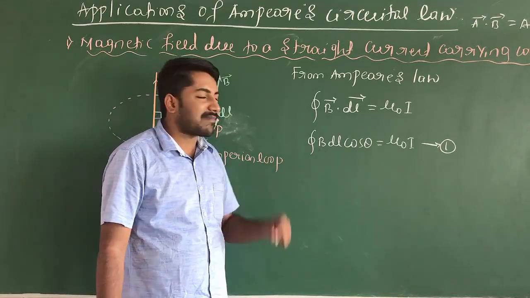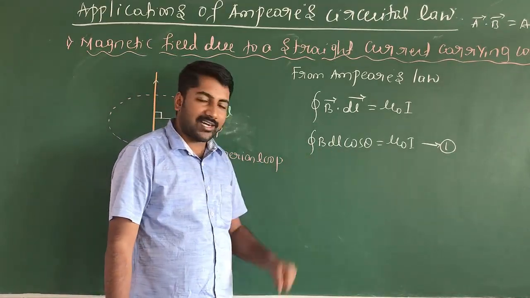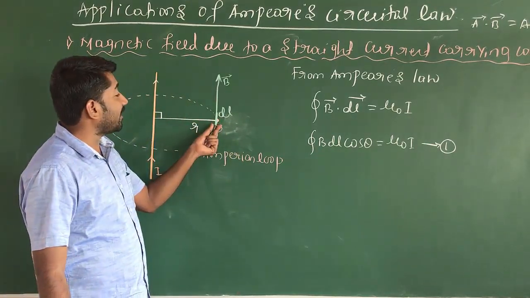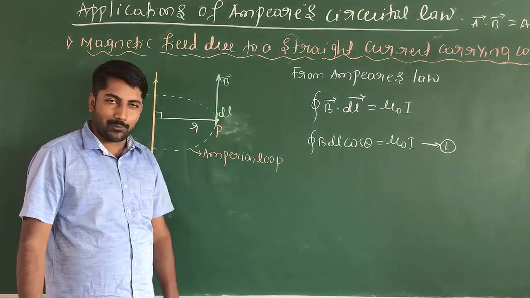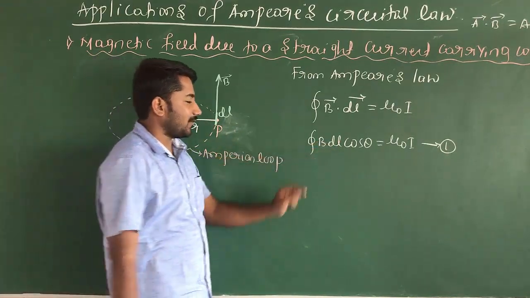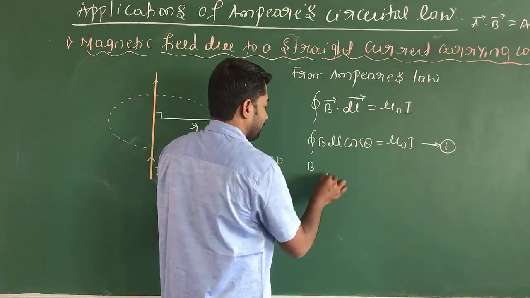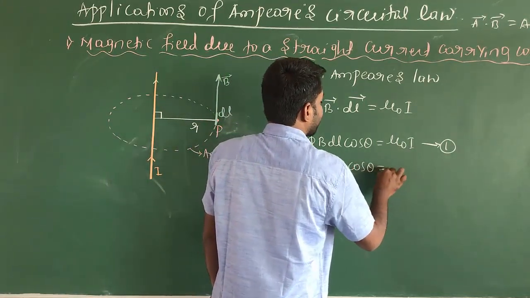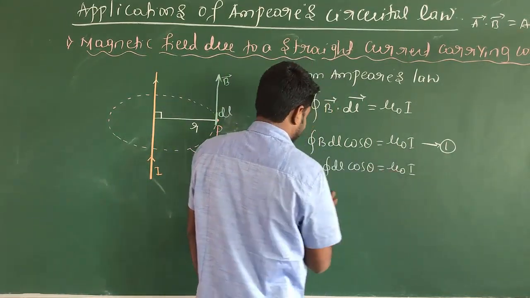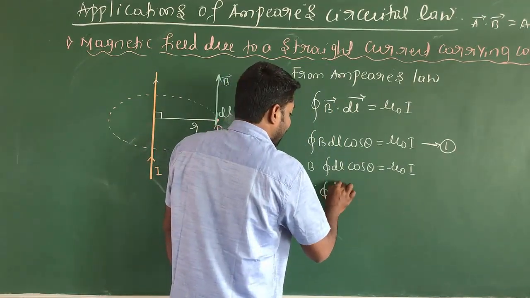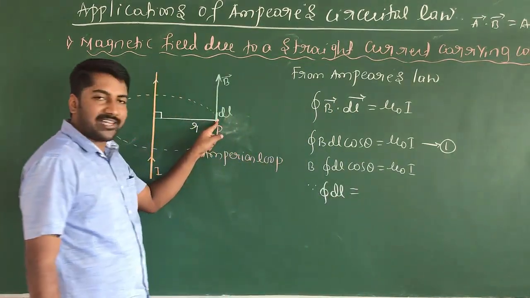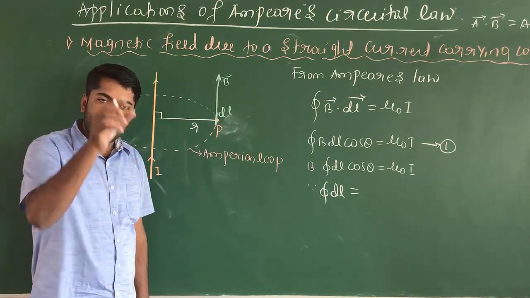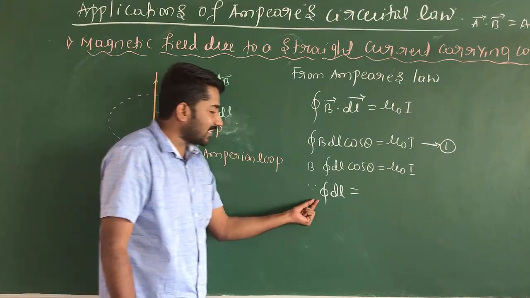In equation number 1, B is the magnetic field and dl is the current element. To find the magnetic field due to the total Amperian loop, you sum this value. Take the magnetic field value outside. The line integral of dl cos theta is equal to mu naught into I. Here, dl is the current element and this Amperian loop consists of n number of current elements. The sum of all these current elements is the line integral of dl.